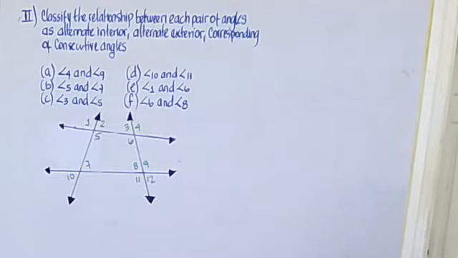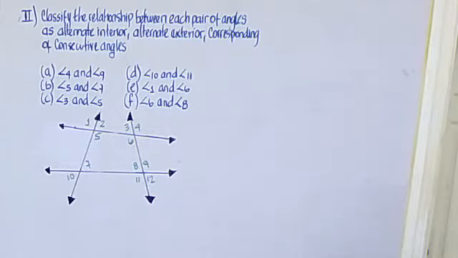Alternate exterior angles is the same, but what will be the difference? The difference is that both angles will be outside of the line. That's why the name is exterior, left and right, and right and left.